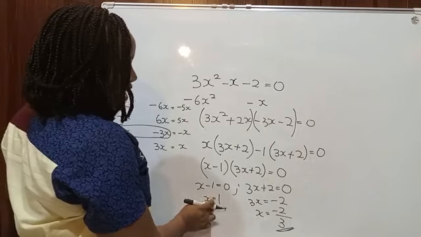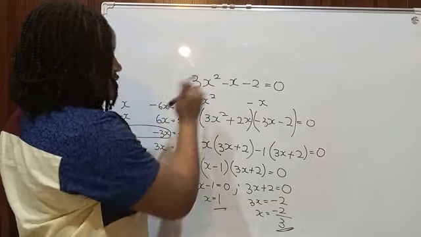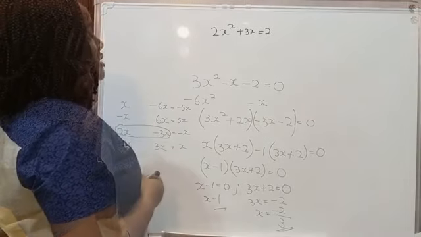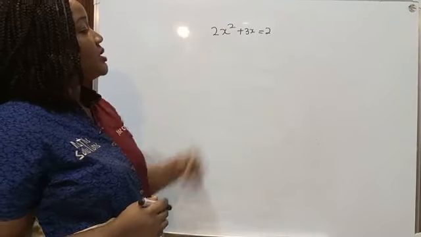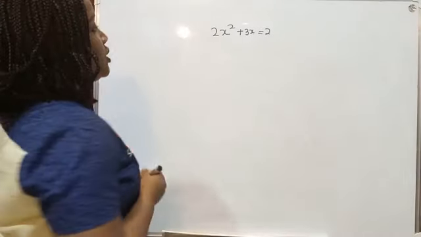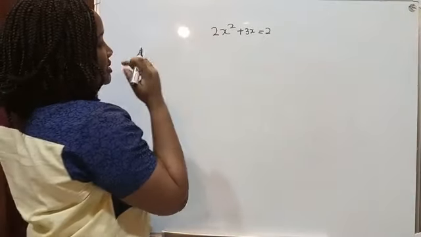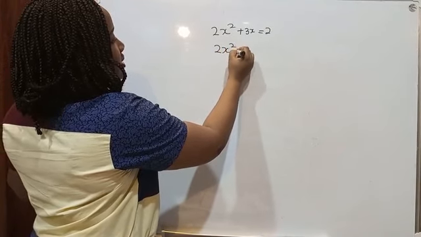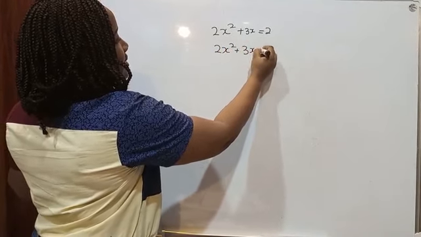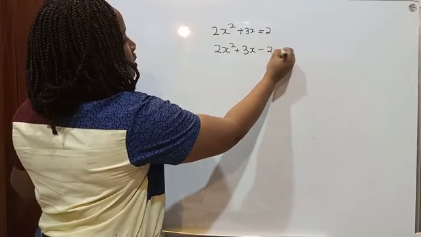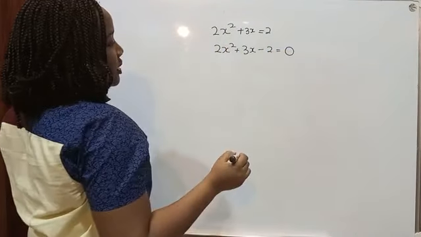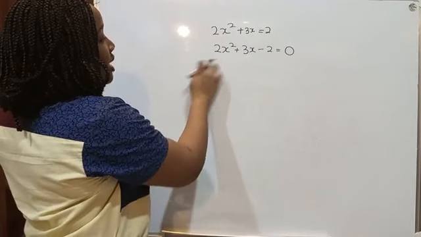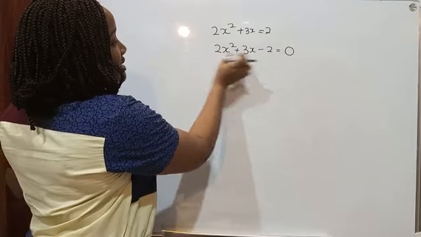So you can try substituting these answers into this equation and see if it really works. Now look at solving this equation. You have 2x squared plus 3x equals 2. So first of all, you move this 2 over to this side. So you have 2x squared plus 3x minus 2 equals 0. Of course, the coefficient of x squared is 2. It's not 1. So we'll have to multiply this by this.